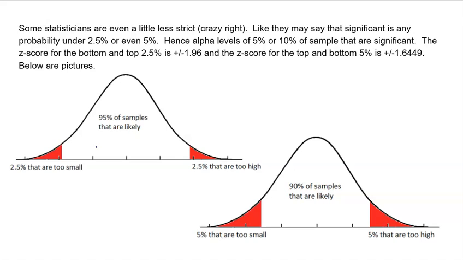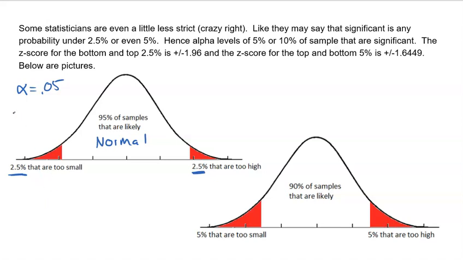I believe normal to be the middle 95%. Those are normal samples. Now, that means the alpha is 5%. That means 5% of samples are significant. 2.5 at the top, 2.5 at the bottom because of symmetry.